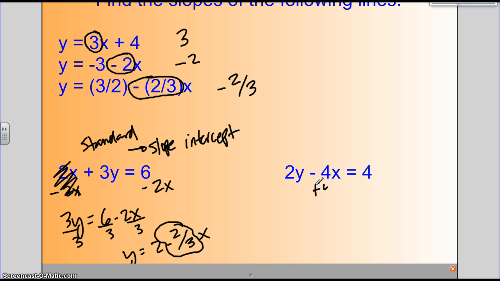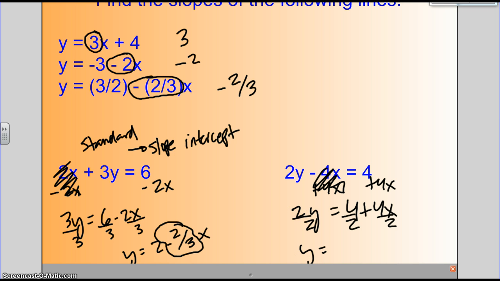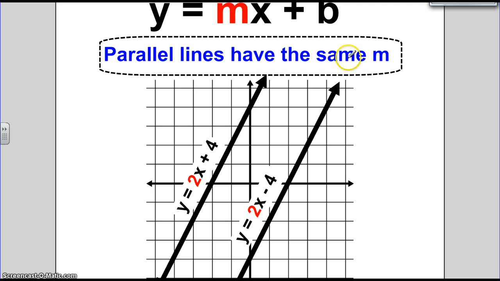Over here I move the 4x over, this goes away, I have 2y equals 4 plus 4x, I divide by 2. So y equals 2 plus 2x, and this is my slope. So make sure that if you have standard form, you have to convert it to slope-intercept. Remember that slope-intercept is y equals mx plus b, where m is the slope.